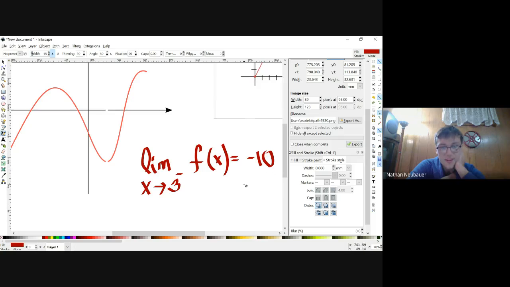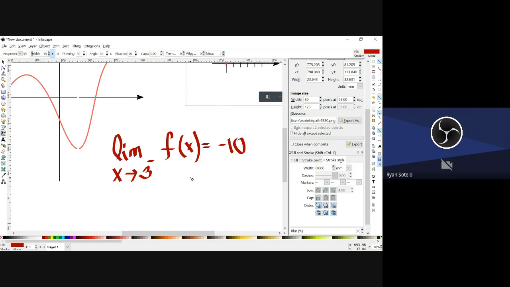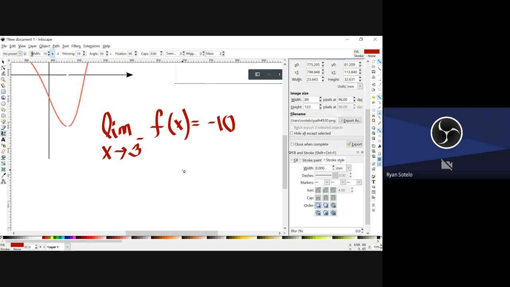Why does it look so good? I don't know. I'm using my mouse. I should be using my pen. Let me use my pen actually. Now it's going to look horrible.